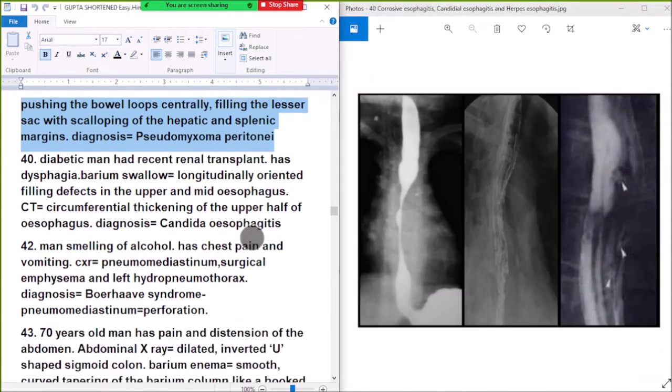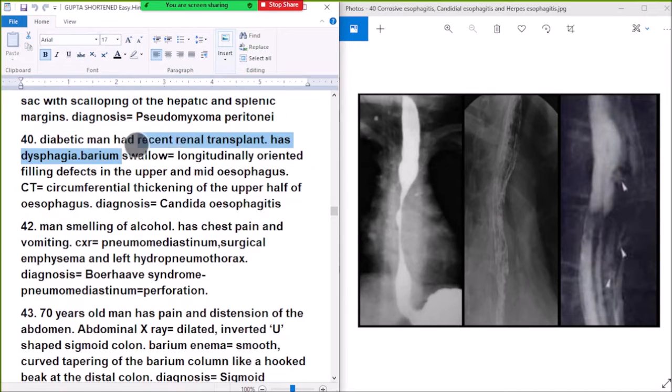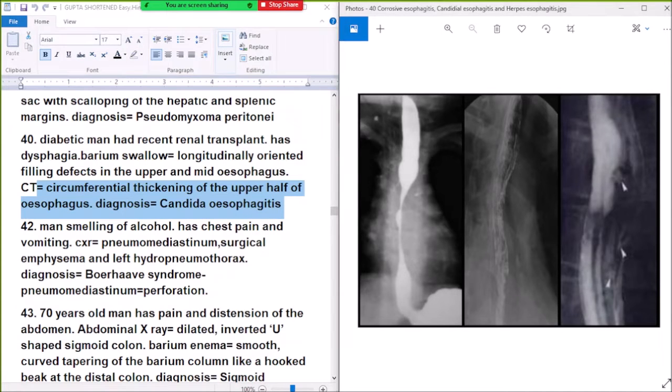Next, question number 40. Diabetic man with a recent renal transplant has dysphagia, presents with longitudinally oriented filling defects in the upper and middle esophagus. CT shows circumferential thickening of the upper part of the esophagus. That was candida esophagitis. Now look here, this is corrosive esophagitis, this is candidal esophagitis, this is herpes simplex esophagitis.